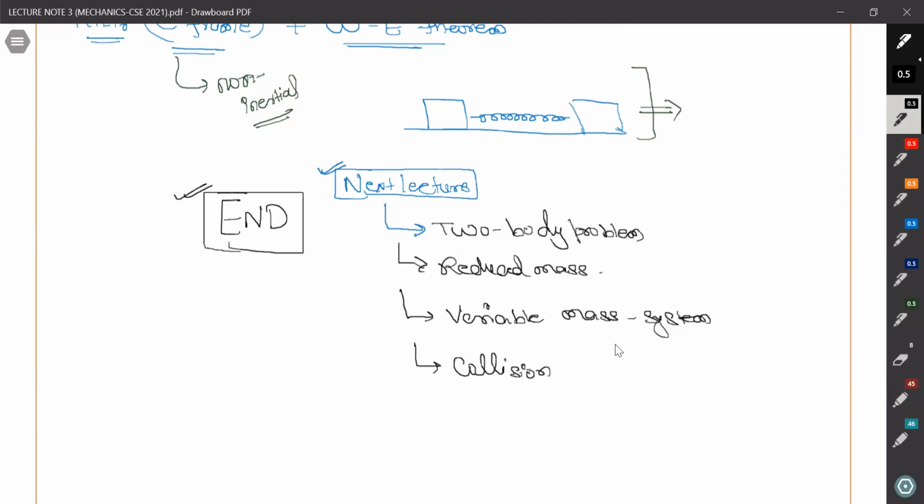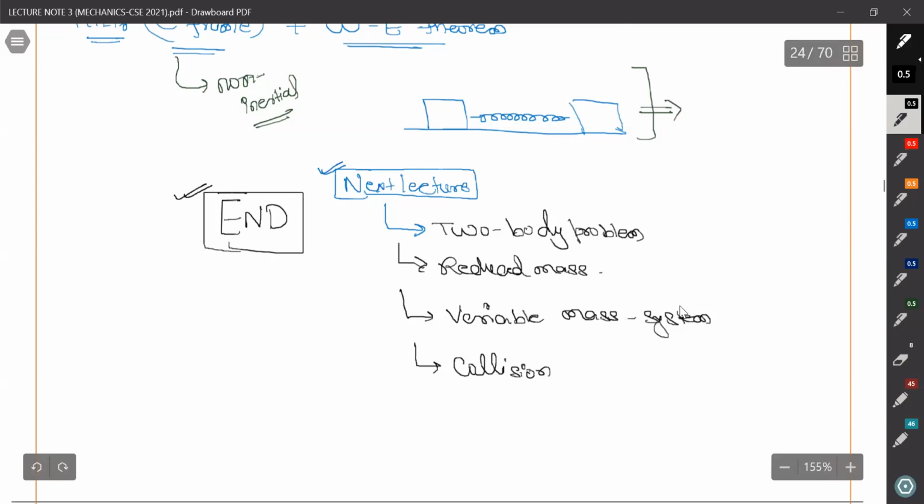So the motto of today's lecture is to give you a simple understanding of the conservation of linear momentum. That will also help in the conservation of angular momentum, which we will see in later chapters. Also, what is your homework?